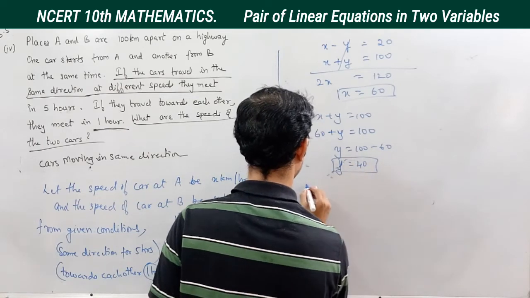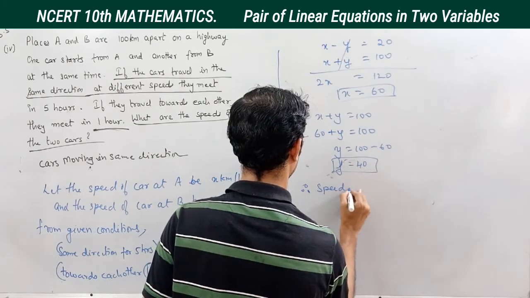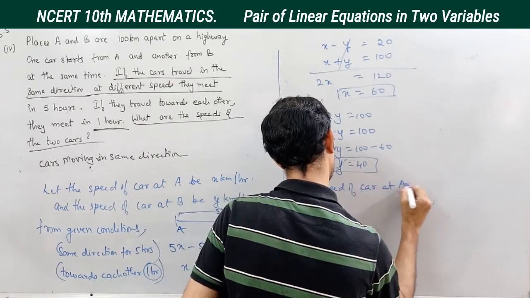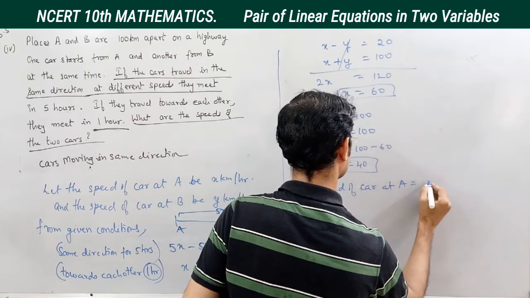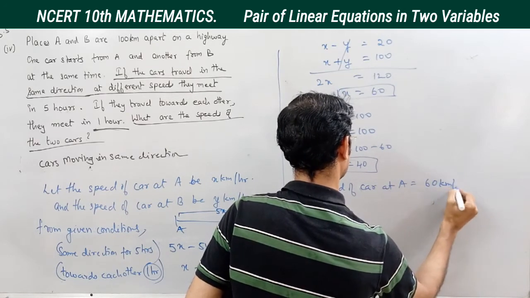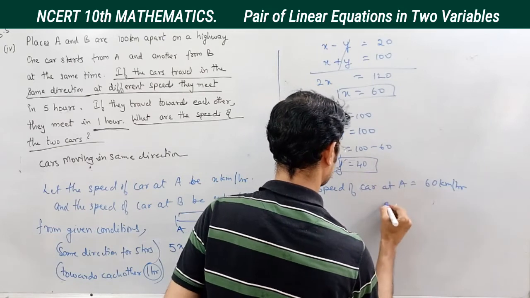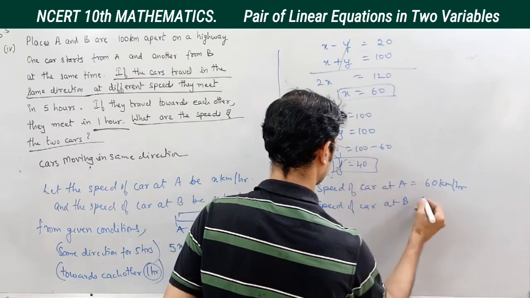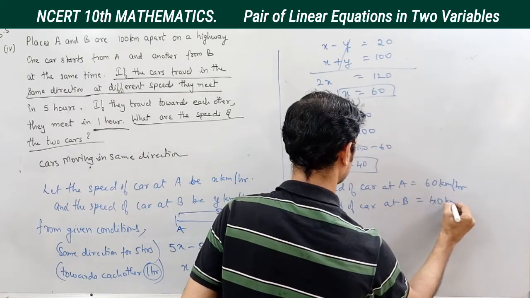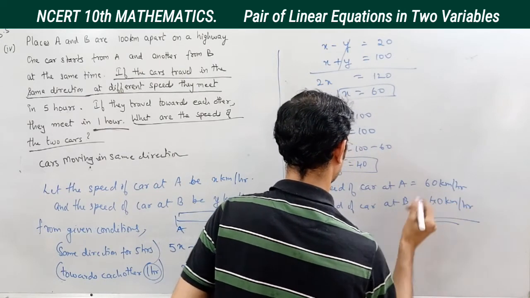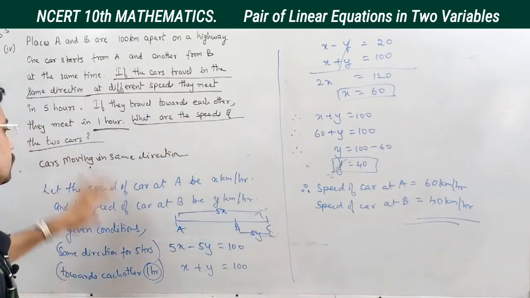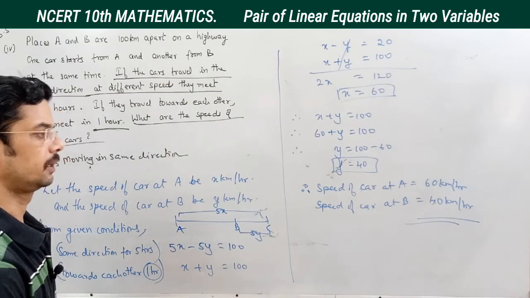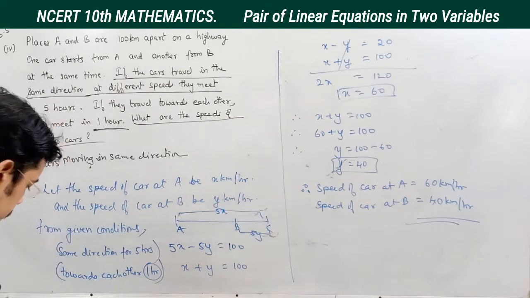This is y. So therefore, speed of car at A is equal to 60 kilometers per hour, and speed of car at B equal to 40 kilometers per hour. So what are the speeds of the two cars? Speed of car at A is 60 kilometers per hour and speed of car at B is 40 kilometers per hour. You can pause the video and note the problem.